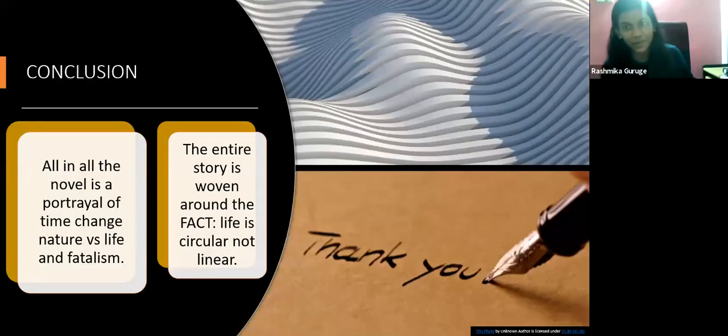With that said, we have come up with two very important statements after summarizing our presentation. One is, all in all, the novel is a portrayal of time, change, nature versus life, and fatalism. And the entire story is woven around the fact that life is circular, not linear. So guys, I hope we all enjoyed our presentation.